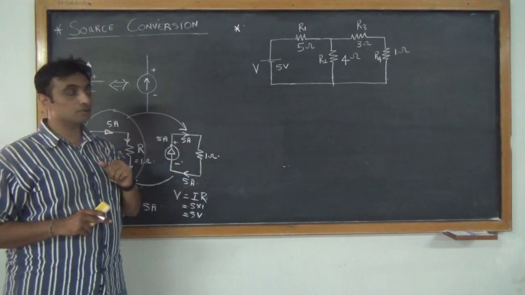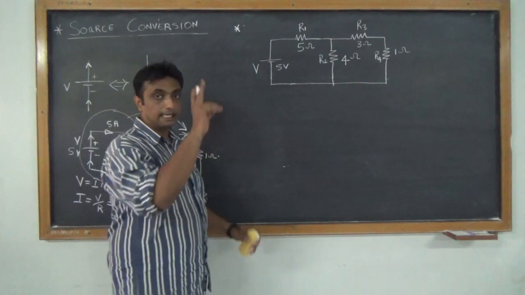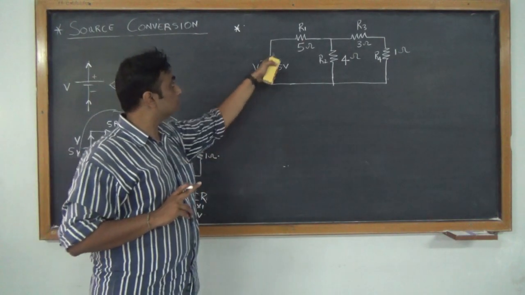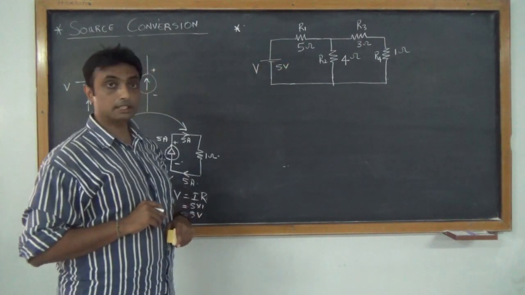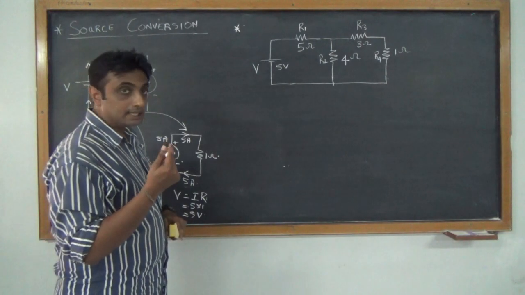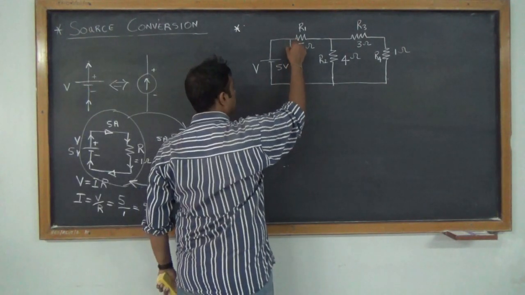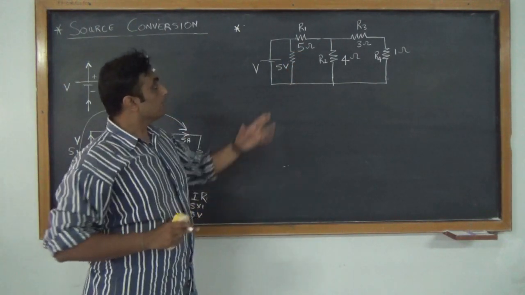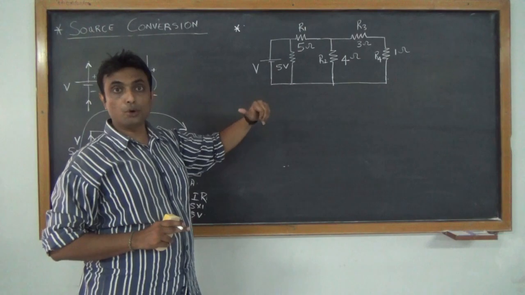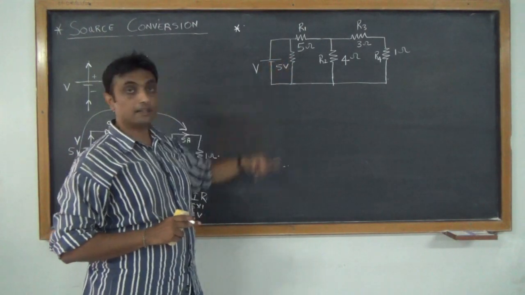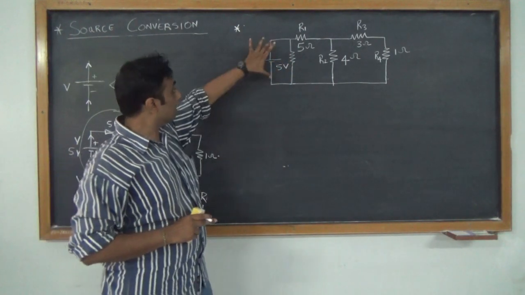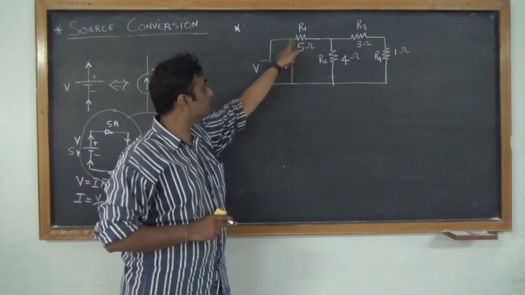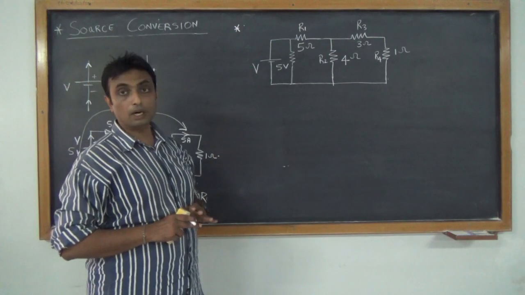So we will go through this step by step. As I told you, it should satisfy the first criteria. That means the voltage source should be in series with the resistor. It means that, say you have a resistor here. Now, is source conversion possible? No, because the resistor is in parallel with the voltage source. So if the voltage source is in parallel with the resistor, I basically cannot convert it from a voltage source to a current source.